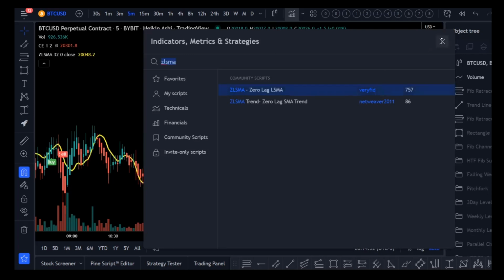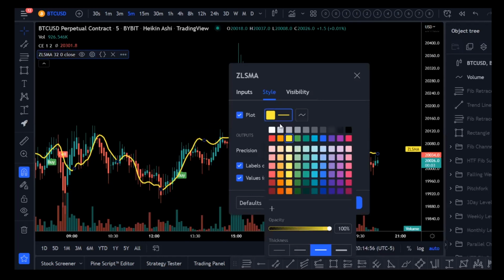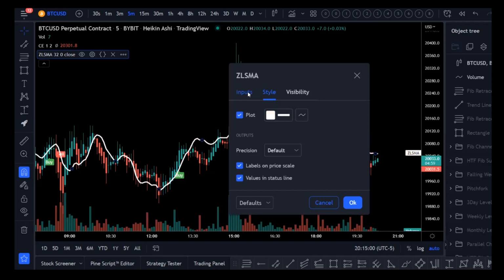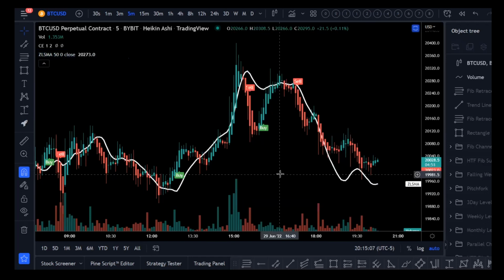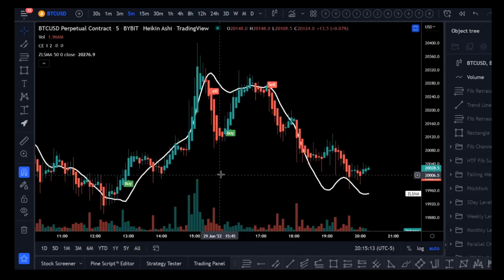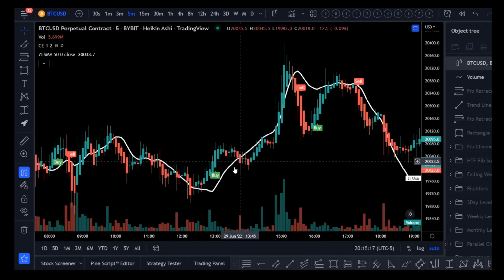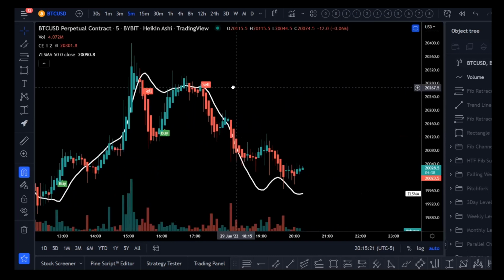Okay, and then I'm just going to change this color to white. It looks a little bit better that way. And then we're going to change the length to 50. Okay? Great. And now once we have that, we're ready to go. So what the rules pretty much are is when price action is above the moving average line, we're looking for our buy signals, and when price is below the moving average line, we're looking for our sell signals.